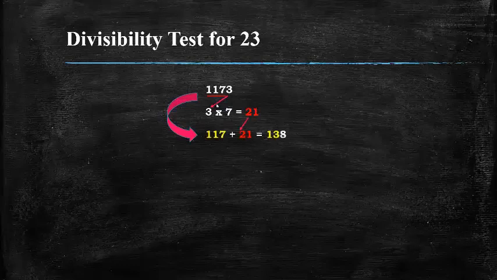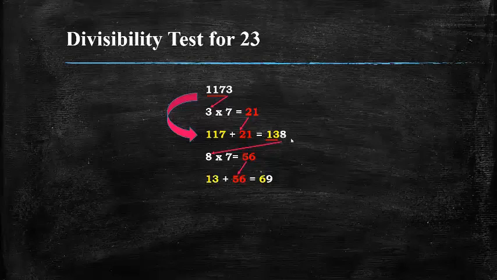Okay, so in this 138, I'm going to take the last digit 8 and I'm going to multiply it by 7 to give me a value that is 56. And this 56 will be added with the remaining digits of the 138, that is 13. So 13 plus 56 will give me a value of 69. Right. So 23 into 3 gives me a value of 69. So that means that this particular number is divisible by 23.